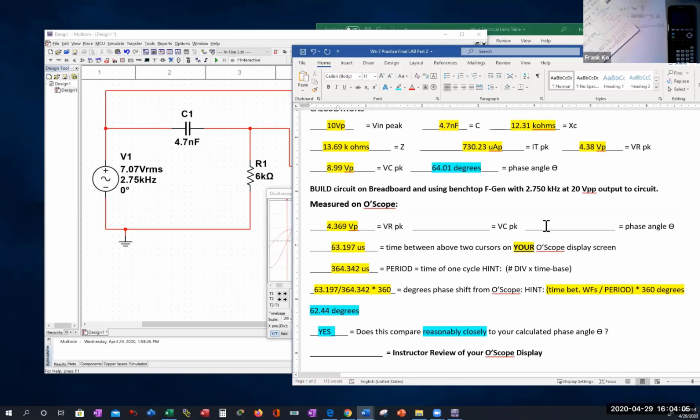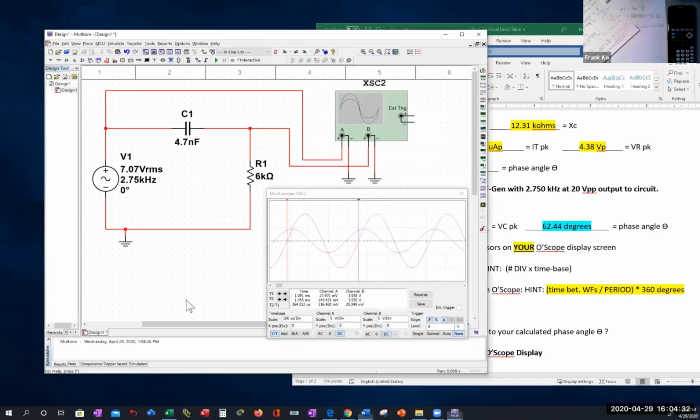So we can finally put up here for measured phase angle 62.44 degrees for the measured phase angle based on our oscope. Okay, we couldn't do that until we did this math over here. Whew. Okay, that is your quick introduction to something called phase shift.